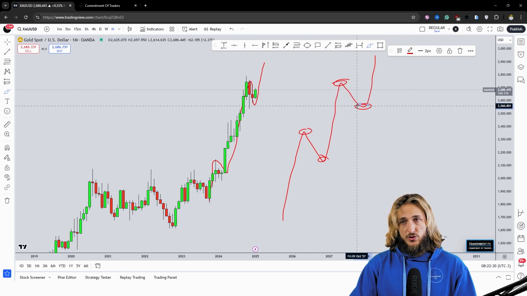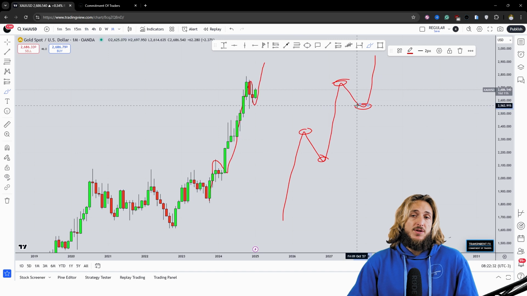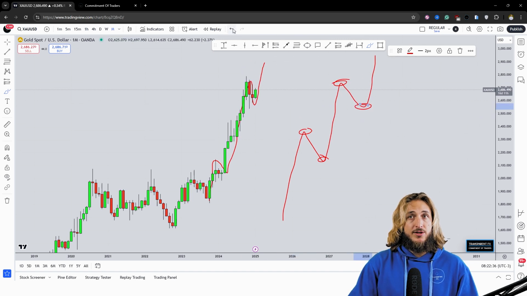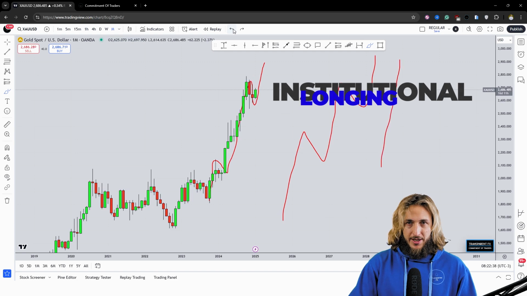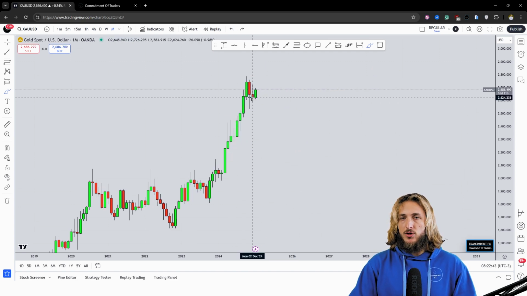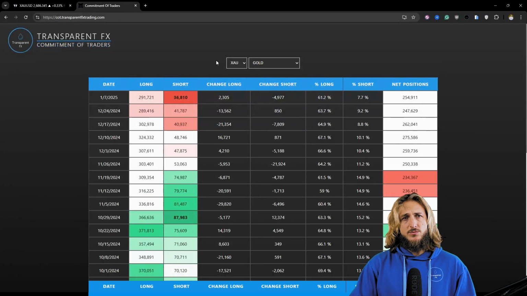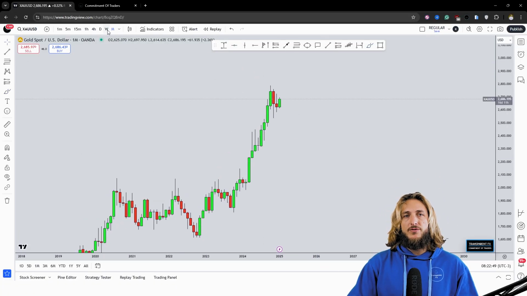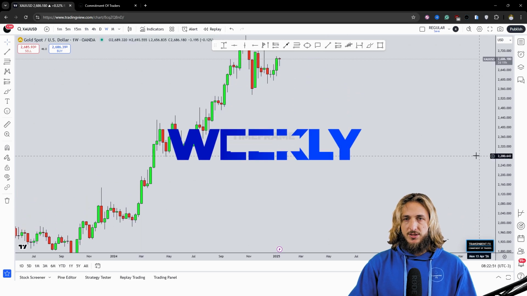Because when you have these corrections, there is the possibility for new buyers to step into the market and push the price higher, potentially institutional buyers. And we will be speaking about whether or not institutions are currently buying gold in just a few minutes when we move to the commitment of traders analysis. For now, let's keep all of this in mind and drop down on the weekly time frame.